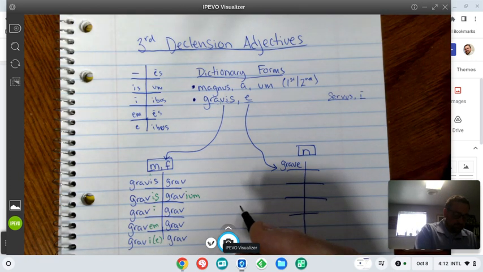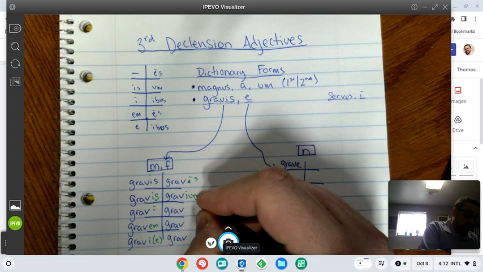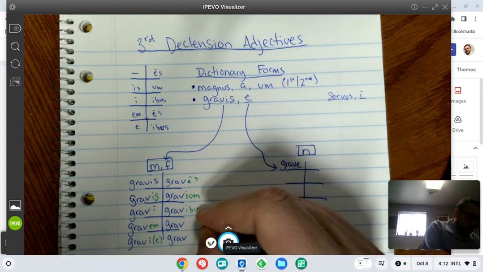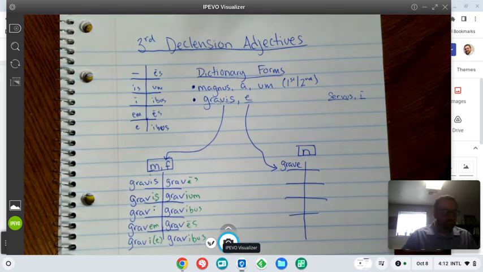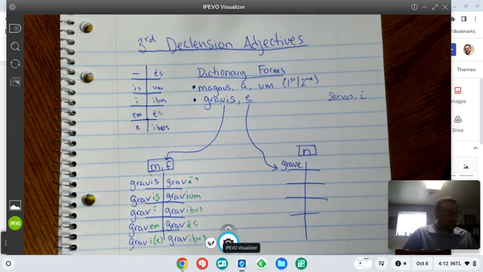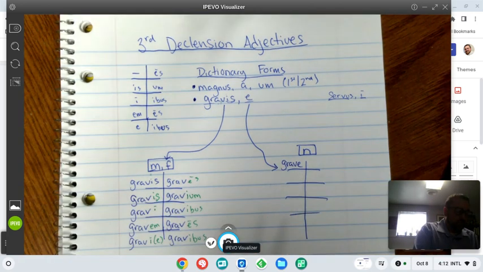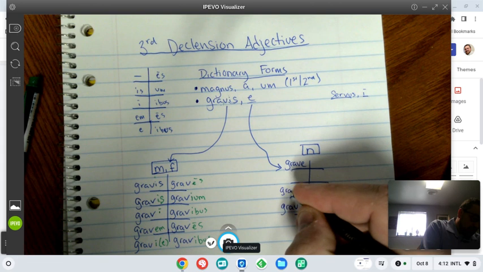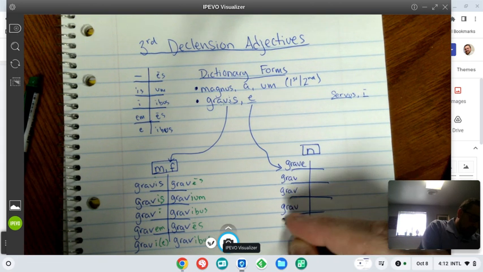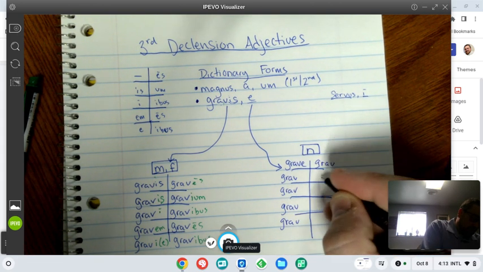Okay? What do we have here? Graves, gravium, because it's an I stem. Gravibus, graves, gravibus. And again, that's for masculine and for feminine. Now, over here we have a neuter. And when we learned neuter nouns, we learned the neuter rule. And the neuter rule applies to adjectives as well. So since we have grave in the nominative, we're going to need grave again in the accusative because the nominative and the accusative have to be the same.